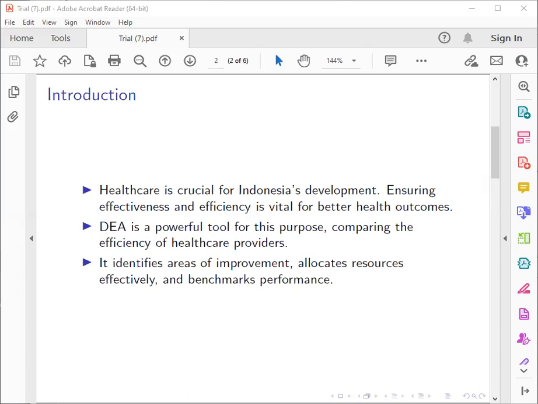DEA is a versatile mathematical technique that allows us to compare the efficiency of different healthcare providers. By evaluating the inputs and the outputs of these providers, we can identify areas that need improvement and also optimize the allocation of resources to enhance overall performance in the country. DEA also provides us a means to benchmark the performance of healthcare facilities and also monitor their progress over time. It is time to understand this, okay?